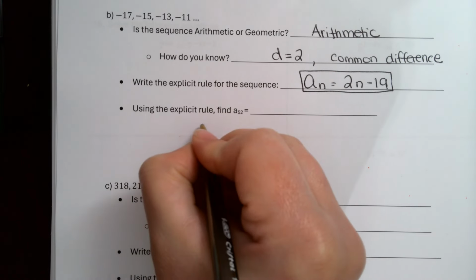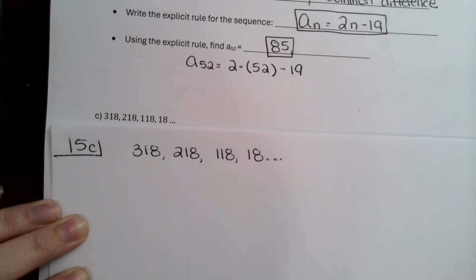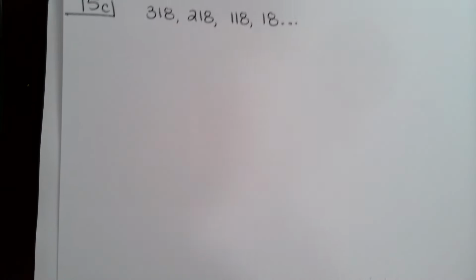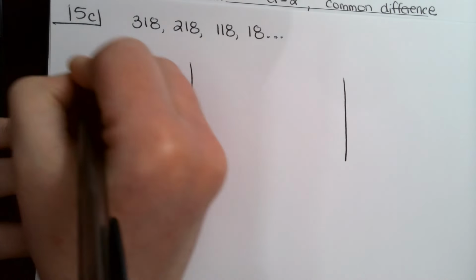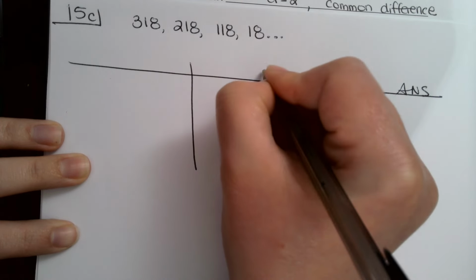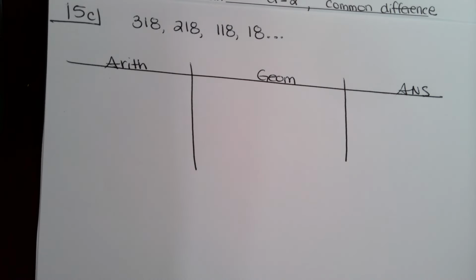Okay, let's do the next one. C. We get 318, 218, 118, 18, dot, dot, dot. And again, it's asking us for the same thing. Determine if it's arithmetic, geometric. So let's go ahead and do our tests, and then we have our answer. We've got geometric, arithmetic. Again, right minus left, right minus left. Don't forget that pattern for arithmetic, and right divided by left for geometric.